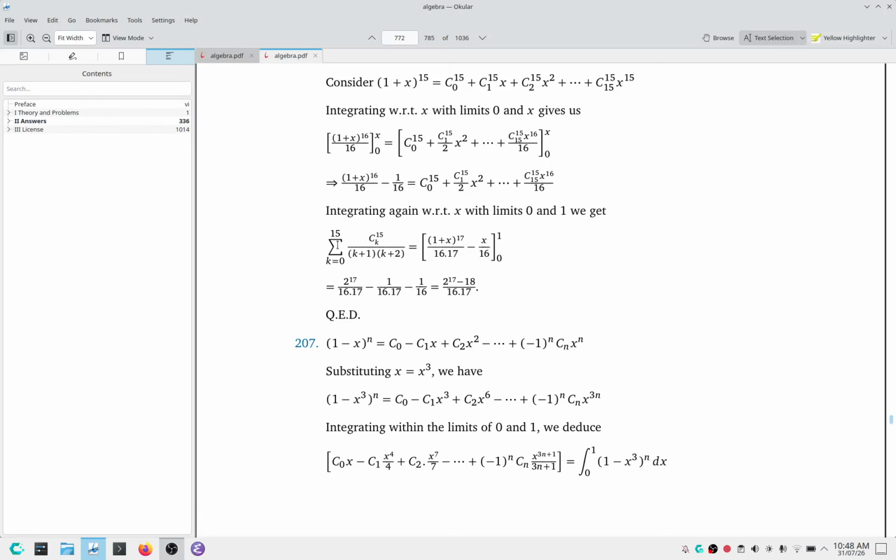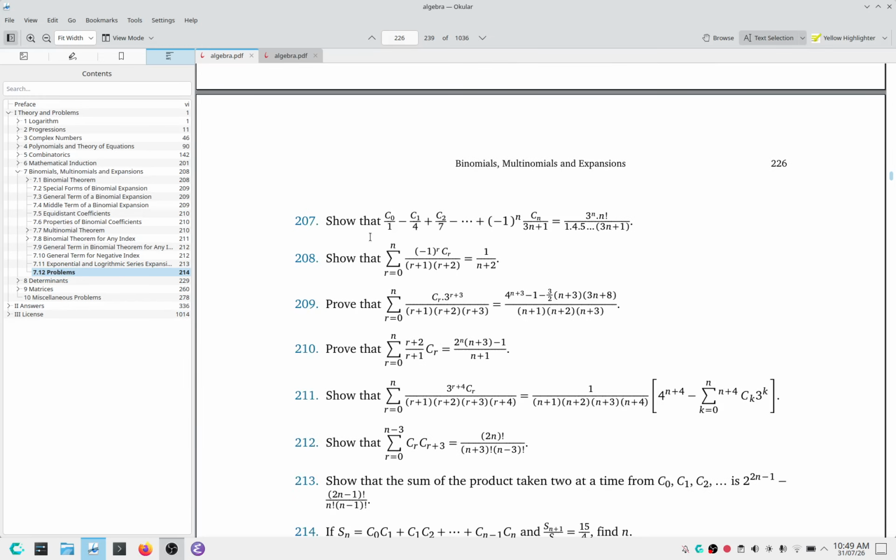We get sigma k is equal to 0 to 15 15ck upon k plus 1 times k plus 2 is equal to 1 plus x to the power 17 upon 16 into 17 minus x upon 16. So we put x is equal to 1 and we get 2 to the power 17 upon 16 times 17 minus 1 upon 16 times 17 by putting 0 and minus 1 upon 16, which is equal to, when you put 0, it will become 0. Now this is equal to 2 to the power 17 minus 18 upon 16 times 17.